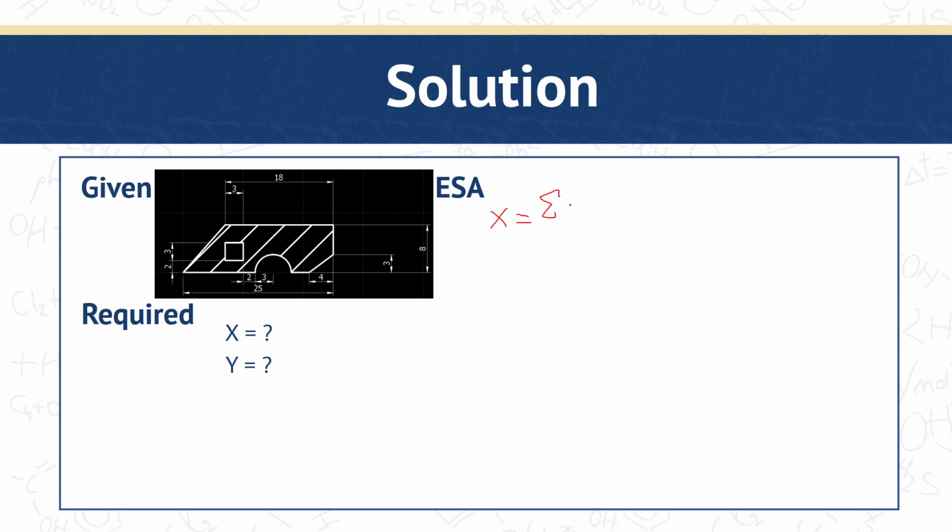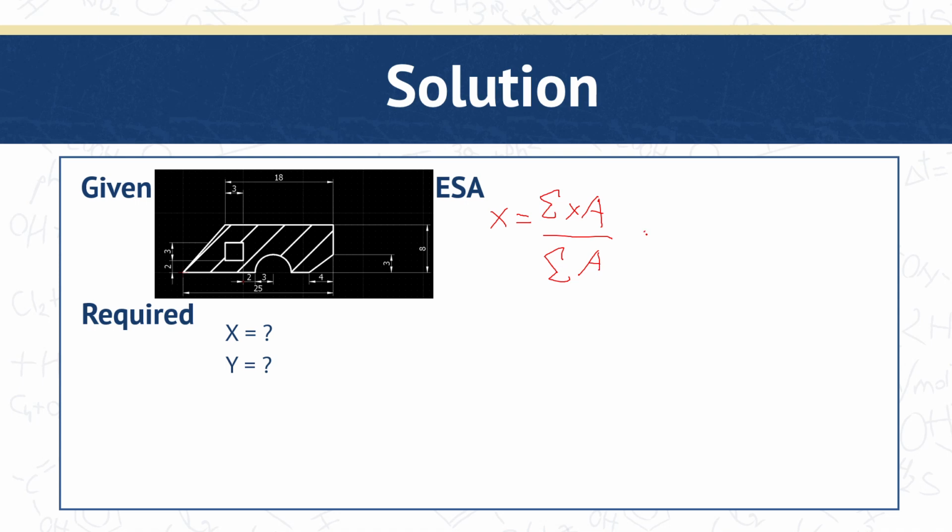So for x, it's the moments of inertia along the x-axis, multiplied by the area of your figure. Not x-axis, it's y-axis, but the x distance from the y-axis. And that is then divided by the summation of areas.